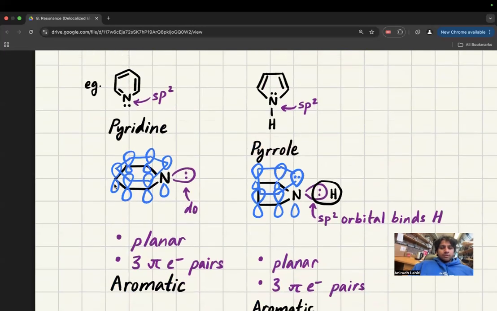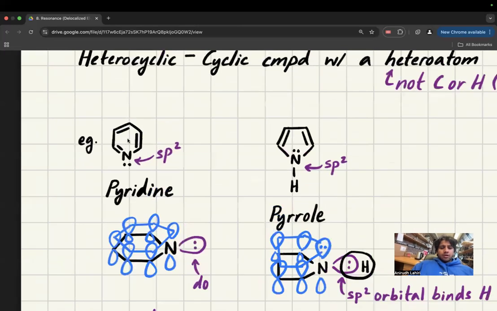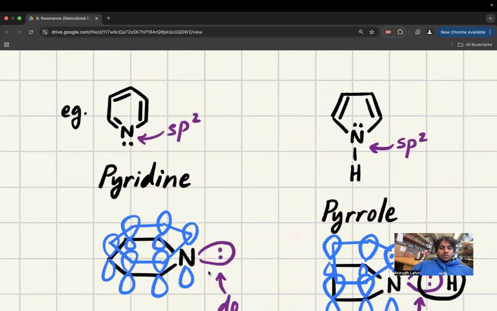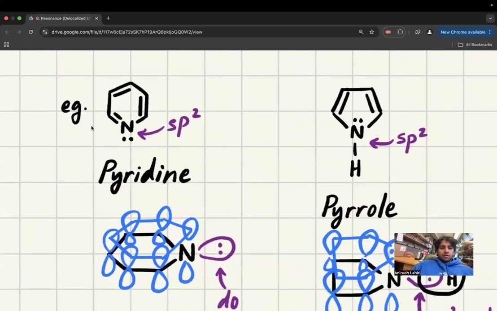So when I draw out this structure, this might be overcomplicated. What's going on here is there's only three lone pairs participating in this structure, okay? This lone pair is localized to the nitrogen. So in reality, it's not part of this resonance structure. It's not resonating into the ring. So you don't count it.